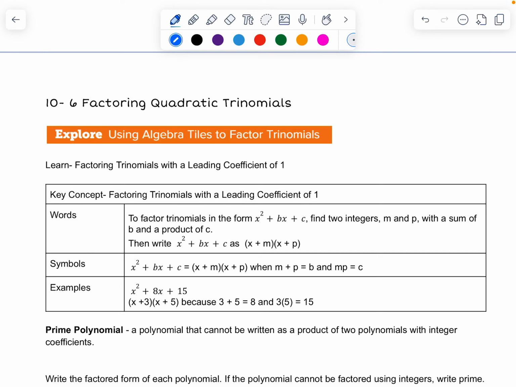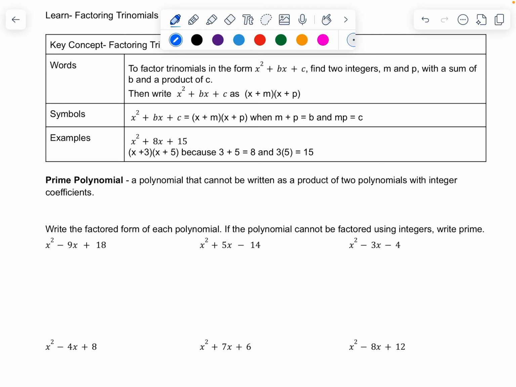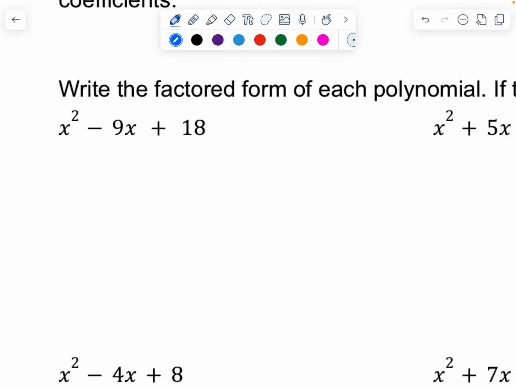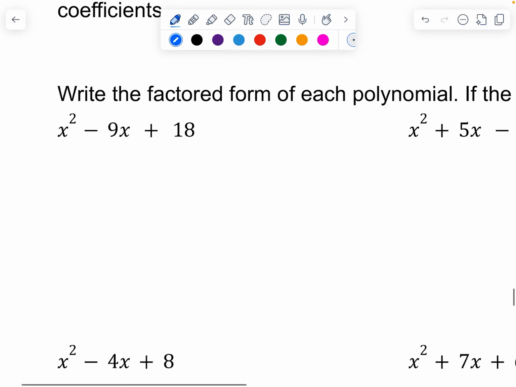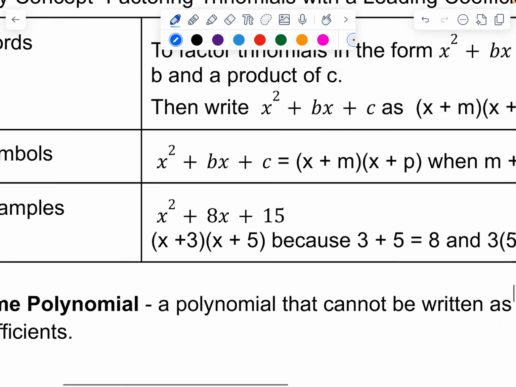Factoring quadratic trinomials. So obviously we're going to be dealing with trinomials. A prime polynomial is a polynomial that cannot be written as a product of two polynomials with integer coefficients. So what we're going to do, we're going to make an X. Actually, I'm going to make it up here so that you can see how I'm going to do this.